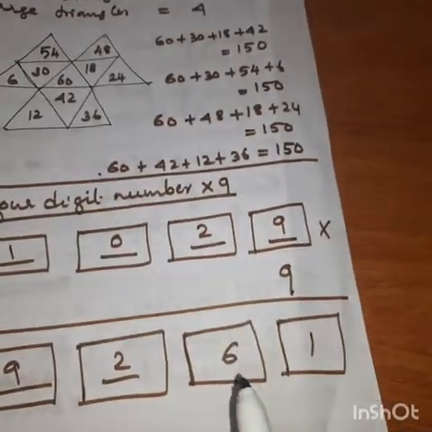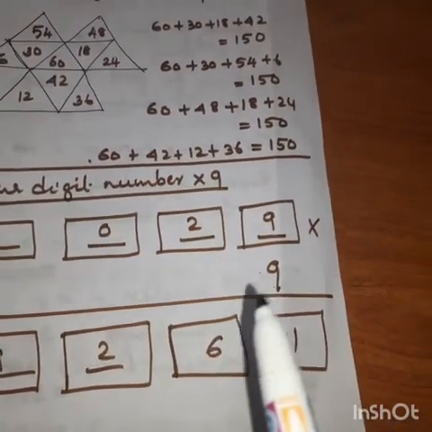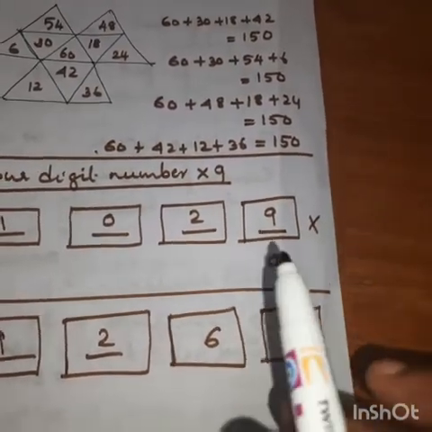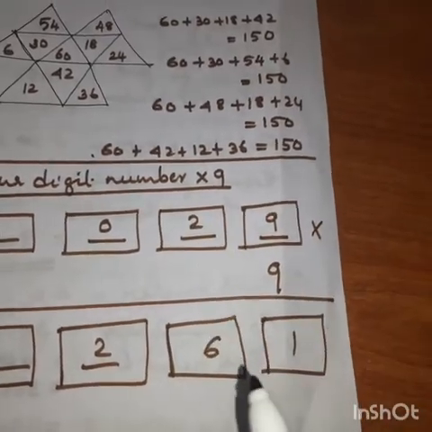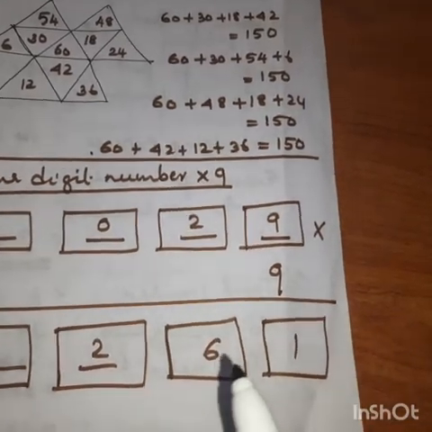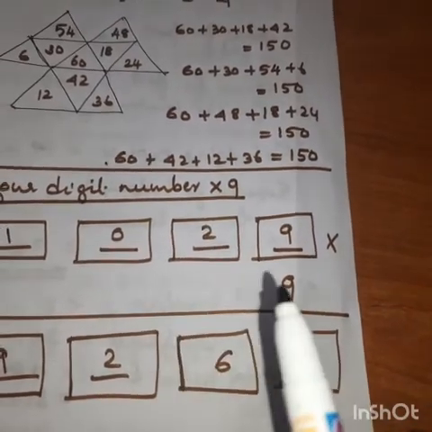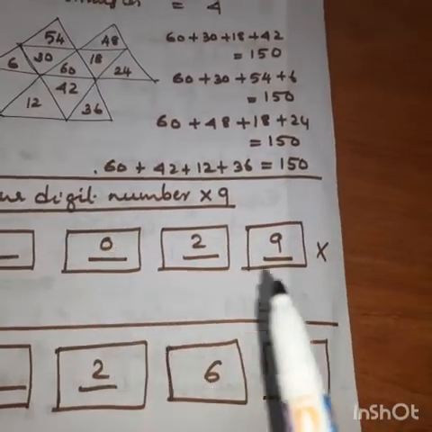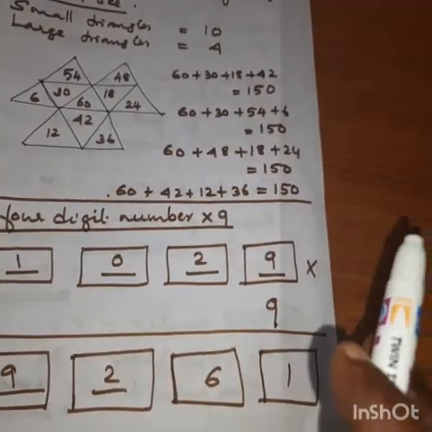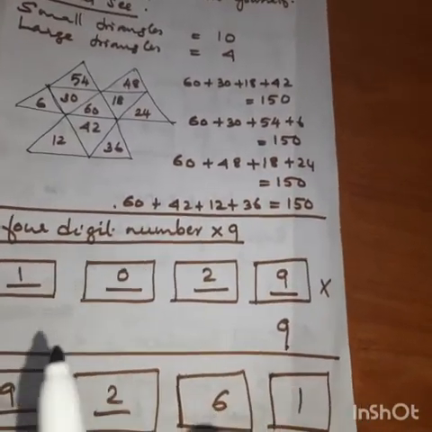Here the second number is 6. It could be 6 in 16, 26, 36, etc. If here 1, 9 into 1 plus 8 is 17. Here 2, 9 into 2 is 18 plus 8, 26. Therefore, here the number is 2 and 6. Remainder 2. Then here 1 into 9, 9 plus 1 plus 2, 11. Here write 1 and remaining 1, but here the addition is not possible.